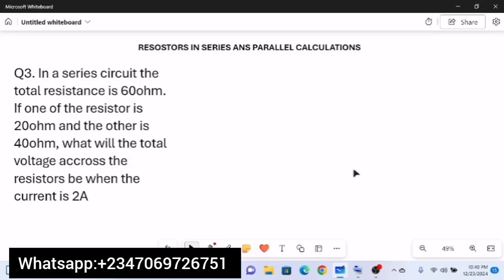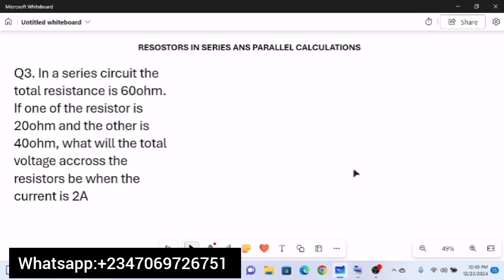Now let's consider the third question. The question says, in a series circuit, the total resistance is 60 ohms. If one of the resistors is 20 ohms and the other is 40 ohms, what will the total voltage across the resistors be when the current is 2 amps? Okay, so in this question, I'm not going to be drawing a diagram because I'm sure by now you should be used to drawing the diagrams.